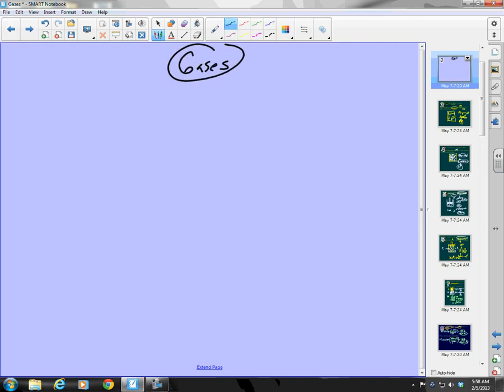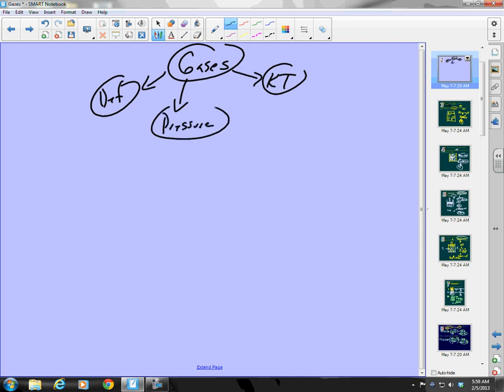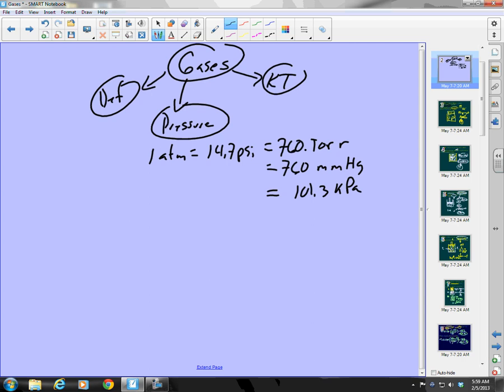Here's gases, and we talked about the kinetic theory, and a definition, and pressure, and all kinds of conversions. 1 atmosphere equals 14.7 psi, which is equal to 760 torr, which is equal to 760 millimeters of mercury, which is equal to 101.3 on your kPa dial. Good. So that's our pressure. And then we started talking about some gas laws. And that's where we are now.